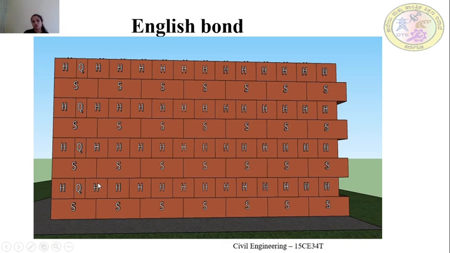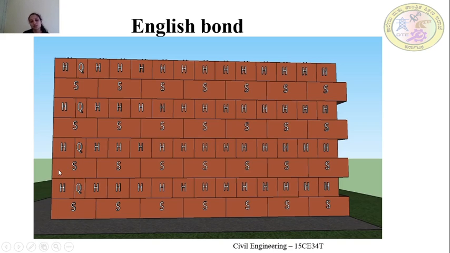Instead of queen closure, if we provide this header in this place, what happens? This joint will come here. The lap cannot be provided. If we place a header exactly next to the coin header, the vertical joints come one over the other and the lap cannot be created. So to provide this lap, we have utilized the queen closure.